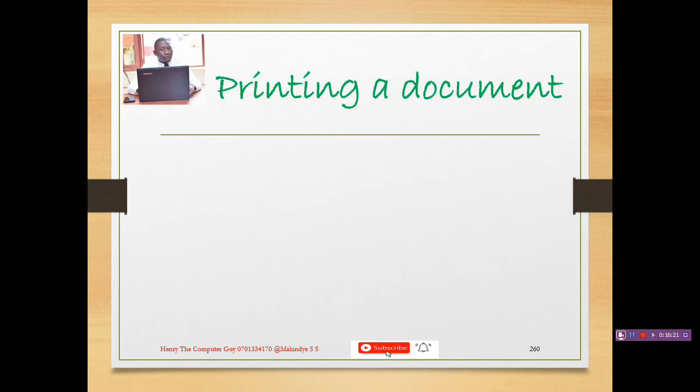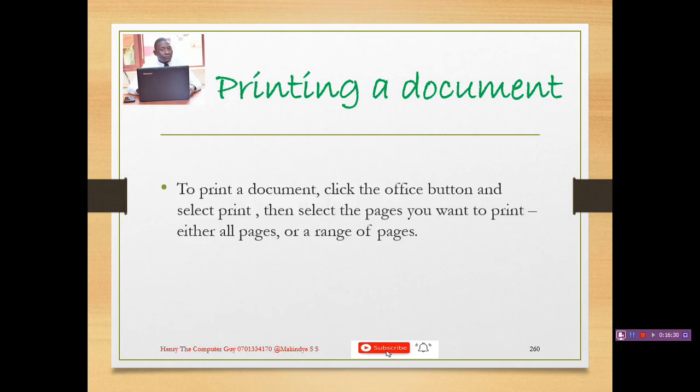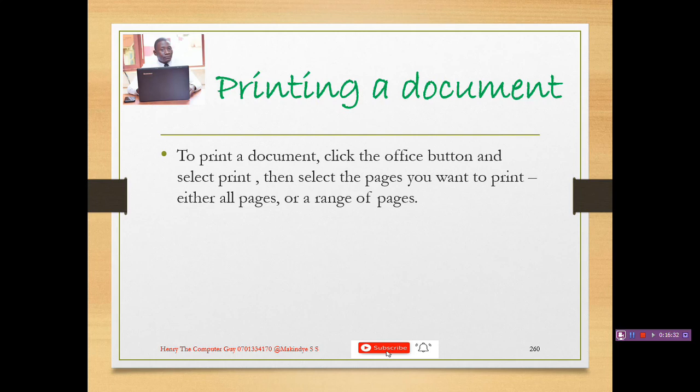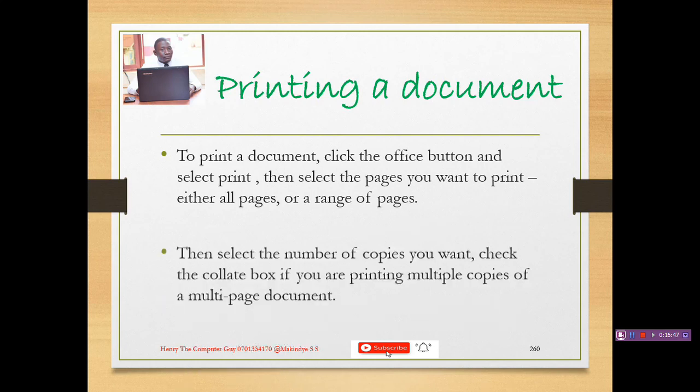And we are having printing a document. Assuming that you need to print your work or your document, you'll have to go to the print option. So they're telling us that to print a document, click the office button and select print. Then select the pages you want to print, either all pages or a range of pages. Let's say I want 2 to 3, or other pages, 4 to 5, you can select the number of pages you want.